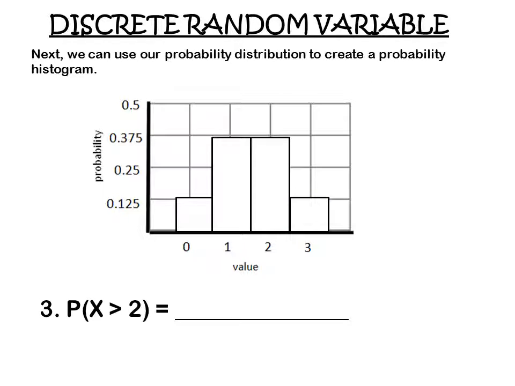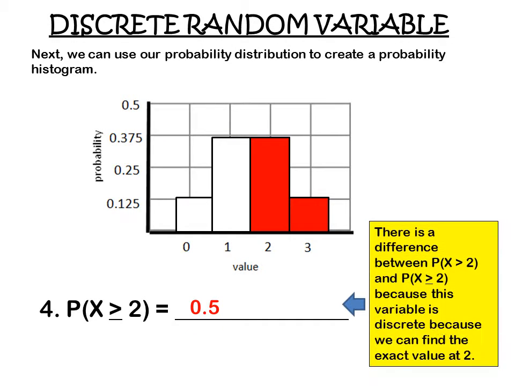The probability of being greater than 2 is only one possibility, which would be getting 3 heads, 0.125. The probability of getting heads greater than or equal to 2 now includes our 2, so the bars for 2 and 3 should be shaded for a total of 0.5. So in a discrete random variable, there is a difference between greater than 2 and greater than or equal to 2. Because this variable is discrete, we can find the exact value at 2, which will make the probability larger than if you were just looking for greater than 2.